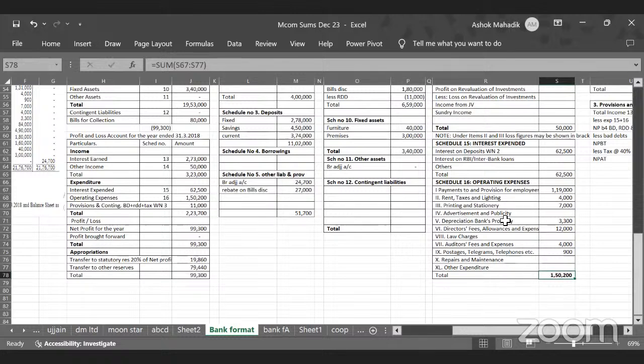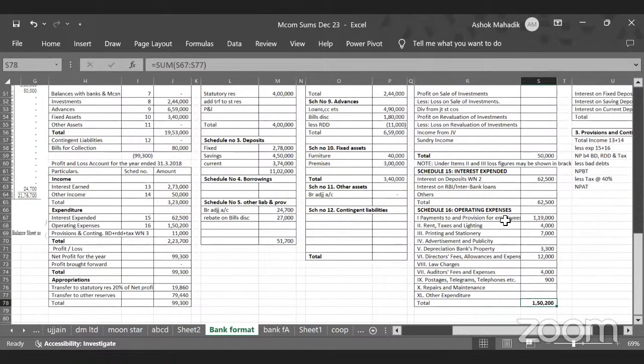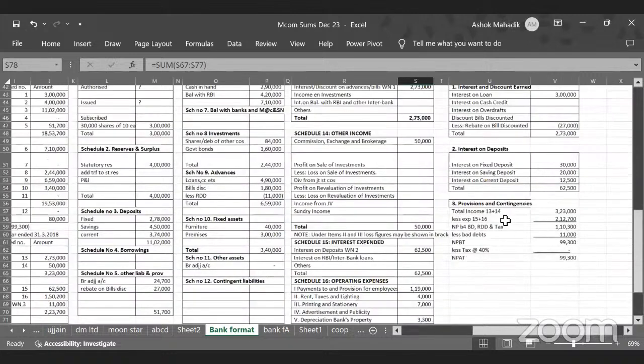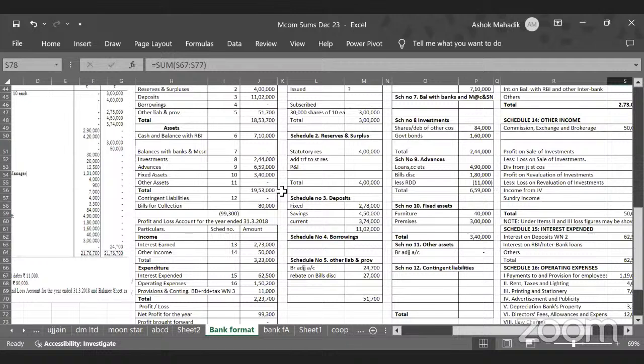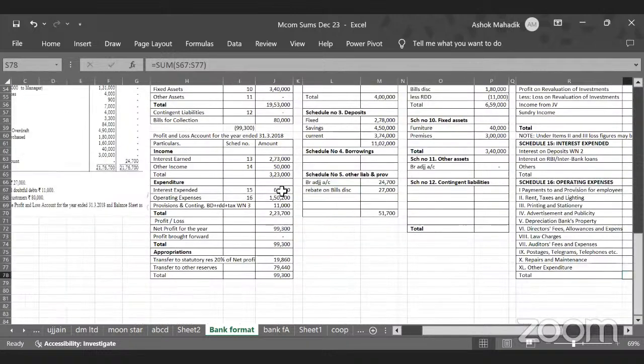Okay, so all the schedules have been properly posted and closed. Now what we'll do, we'll go to P&L plus 14 and 17, which is not numbered actually. We get a total. Let me see if the total is correct. 223. So yeah, it is correct. Now we'll get profit. How to get profit? Total of 13, 14 minus 15, 16 will give us profit, which is 99,300.